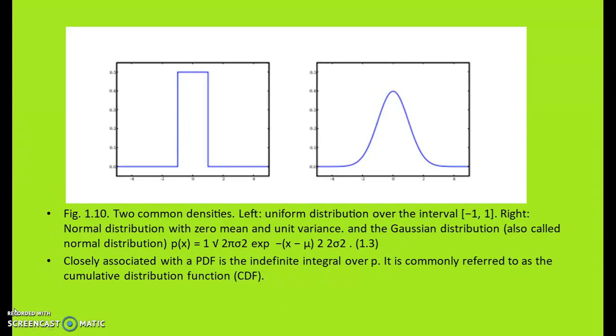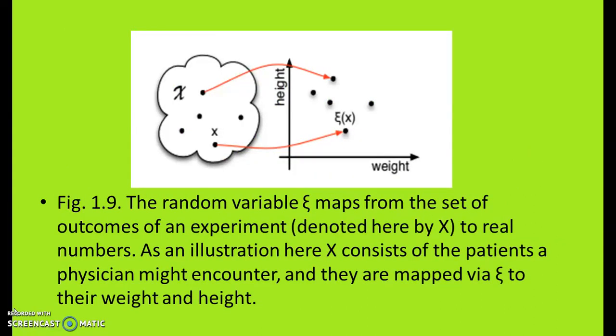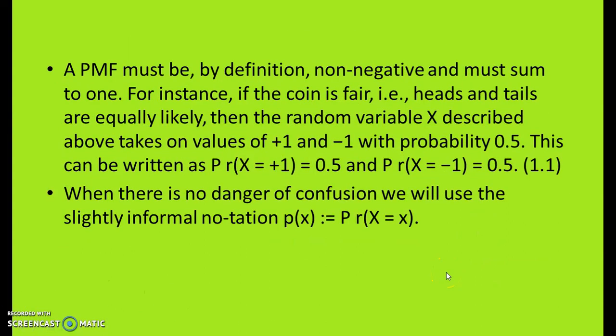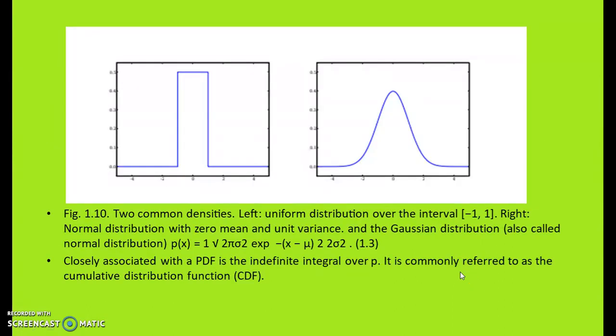Closely associated with the PDF is the indefinite integral over P. It is commonly referred to as the cumulative distribution function. So we come across a couple of things which I'll repeat again. PMF denotes the probability mass function, which is what we discussed. Then we have PDF, that is probability density function. And then we have something called CDF, the cumulative distribution function, which is the indefinite integral over P.